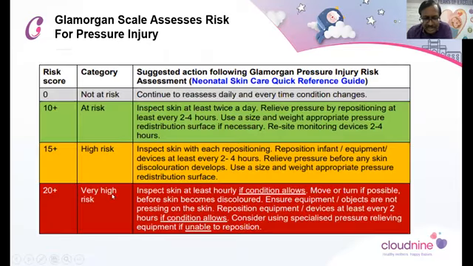So there are three categories depending on the score. 10 plus is at risk, 15 plus is high risk. When it crosses 20 plus, it's a very high risk. So that time we have to be very careful.